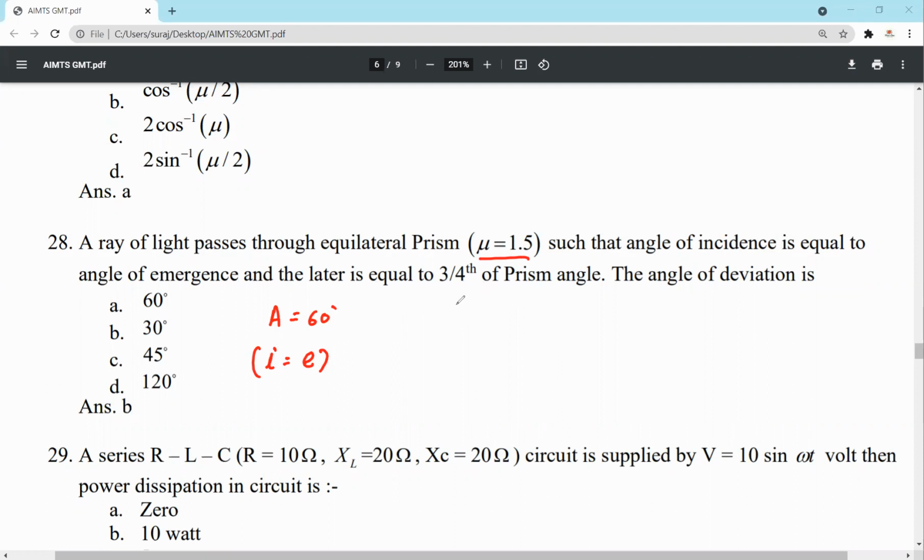The angle of deviation they're asking. The angle of minimum deviation is 2i minus A. Here, the ray of light passes through an equilateral prism, mu of the prism is given 1.5, such that the angle of incidence is equal to the angle of emergence.